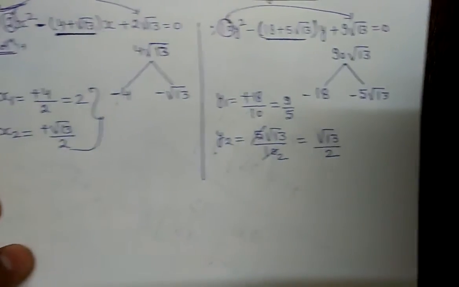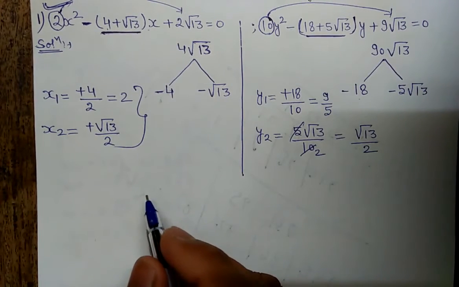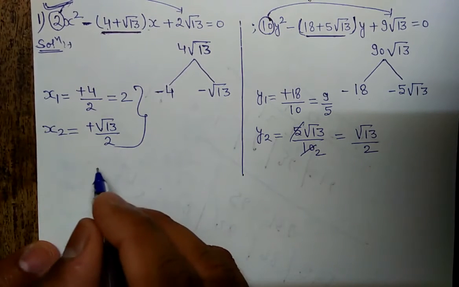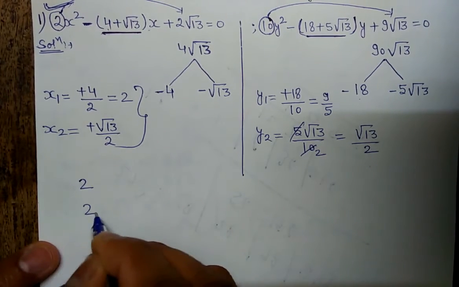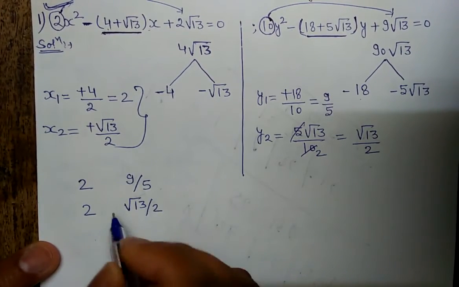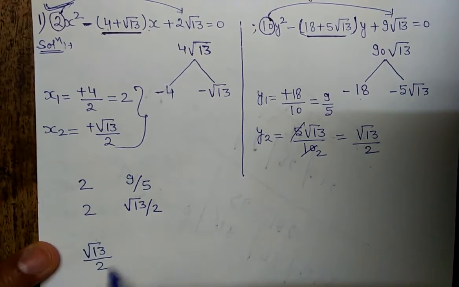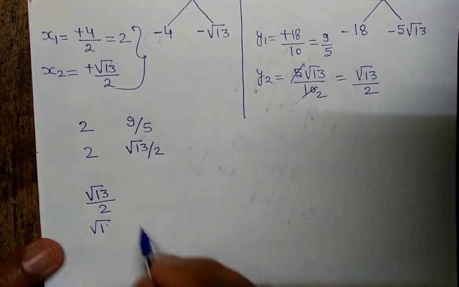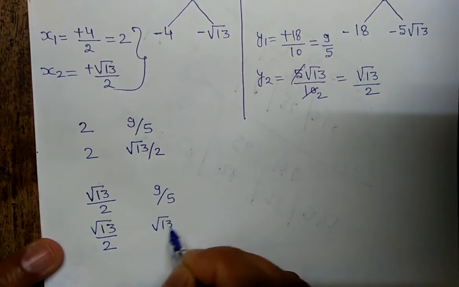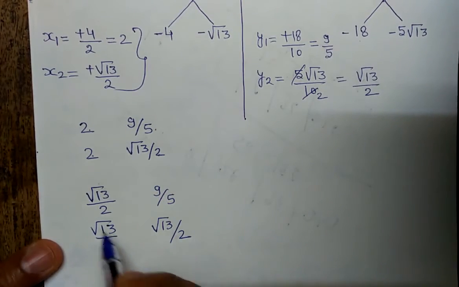So we got the x1 and y1 values, x2, y2 values. Now we have to compare these values, whether x1 is greater. So x1 is 2, this is 9 by 5, this is y1 value, this is y2. Then put x2 and compare with the y values. Root 13 by 2, and here it is 9 by 5, and here it is root 13 by 2. This is x1, this is x2, this is y1, y2. So as you can see, these two are equal.